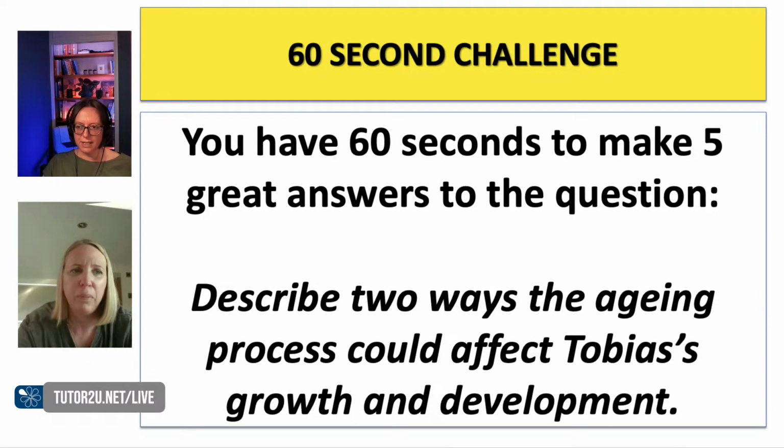So final life stages, middle and later adulthood. So 60-second challenge again. This time we want you to describe 2 ways that the ageing process could affect Tobias's growth and development. We don't know who Tobias is, but we can assume that they're someone that is ageing.